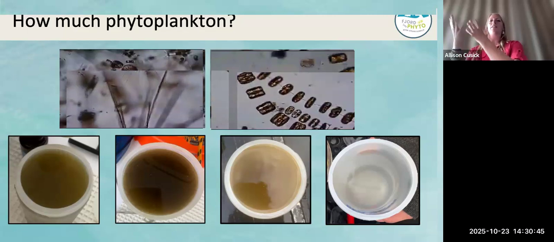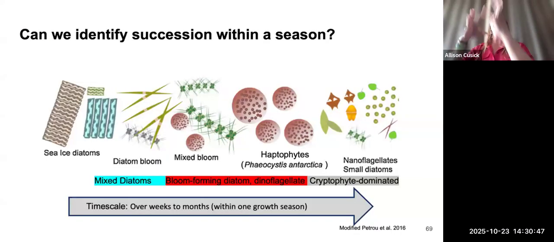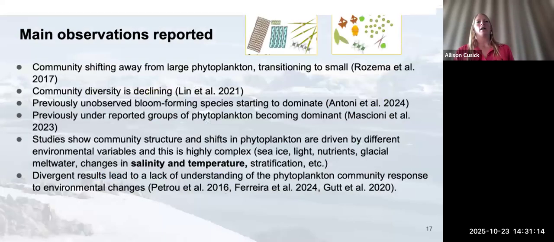And the idea is that we can identify succession. So you have phytoplankton blooming, similar out here. You have the community blooming on the coast, but then also how is that changing seasonally? The typical idea is that it starts with sea ice diatoms, those melt away. You have your diatoms blooming, then you get a mixed community, and then it transitions to these smaller cryptophytes, those little teardrop shaped ones. That's sort of the hypothesis in the literature right now. And that can happen over one growth season.